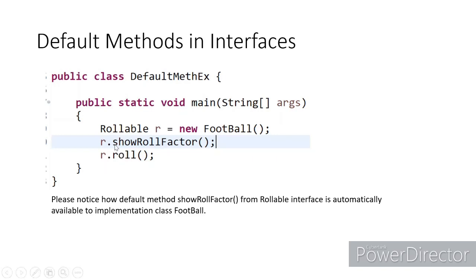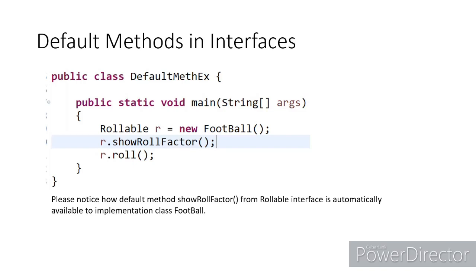But what has to be observed over here is that I can also invoke the show roll factor default method over here, although I have not explicitly overridden it inside the football class. Why can I do it? Because it is already inherited and available in the football class. So that is the meaning of a default method. It is automatically available in the class which is implementing that interface.